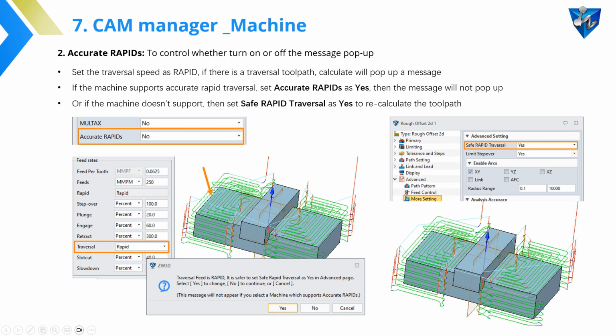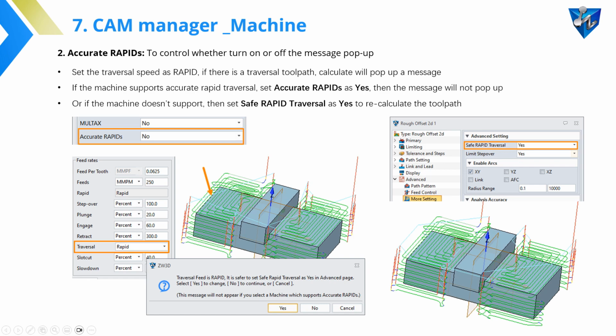There is one more option which needs to be explained a little bit, which is accurate rapids in Machine Manager. It is used to control whether turn on or off the following message display. Let's check when it will pop up. The first condition is that we have to set the traversal speed as rapid. If there is some traversal toolpath as shown in the picture, then if we set this option as no in the Machine Manager, the default value, and when we calculate from the operation parameters window, the message will pop up. If the machine does support the accurate rapid traversal, then we can just set accurate rapids as yes in the Machine Manager. The message will not pop up.